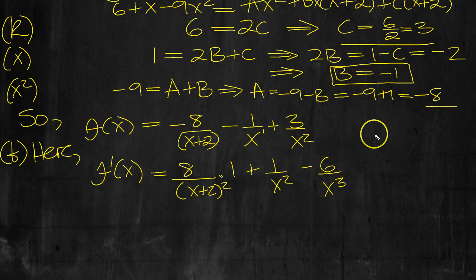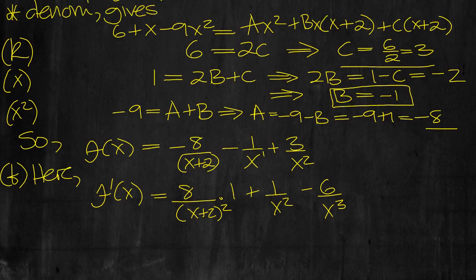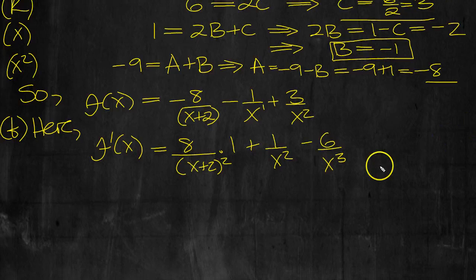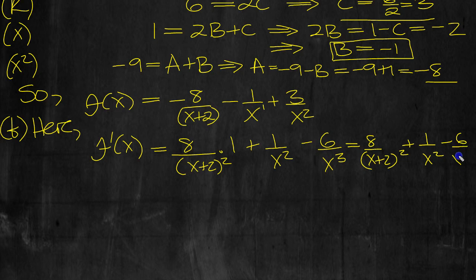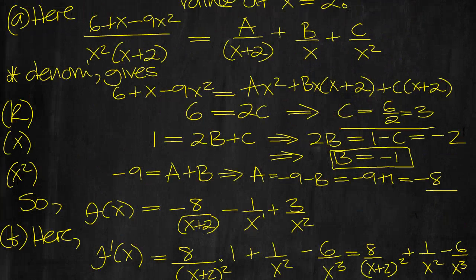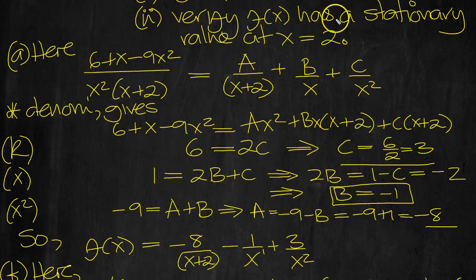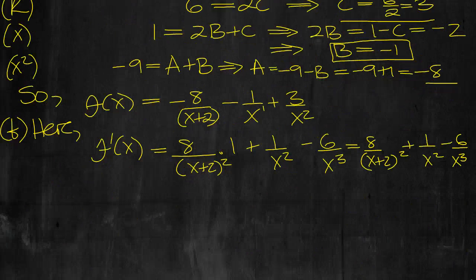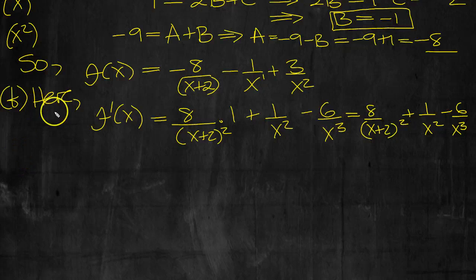Right, and what does it say? Does it say simplify? I think I'm okay with that actually. So that's equal to 8 over (x + 2)² plus 1 over x² minus 6 over x³. Now part B, stationary point, isn't it? At x equals 2, verify. So let's have a look at that, part 2.